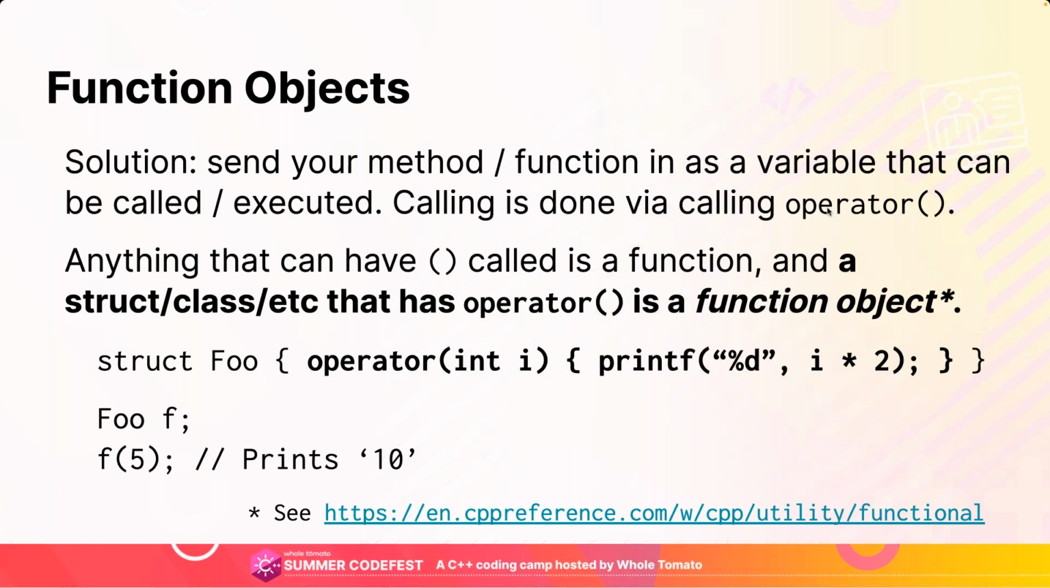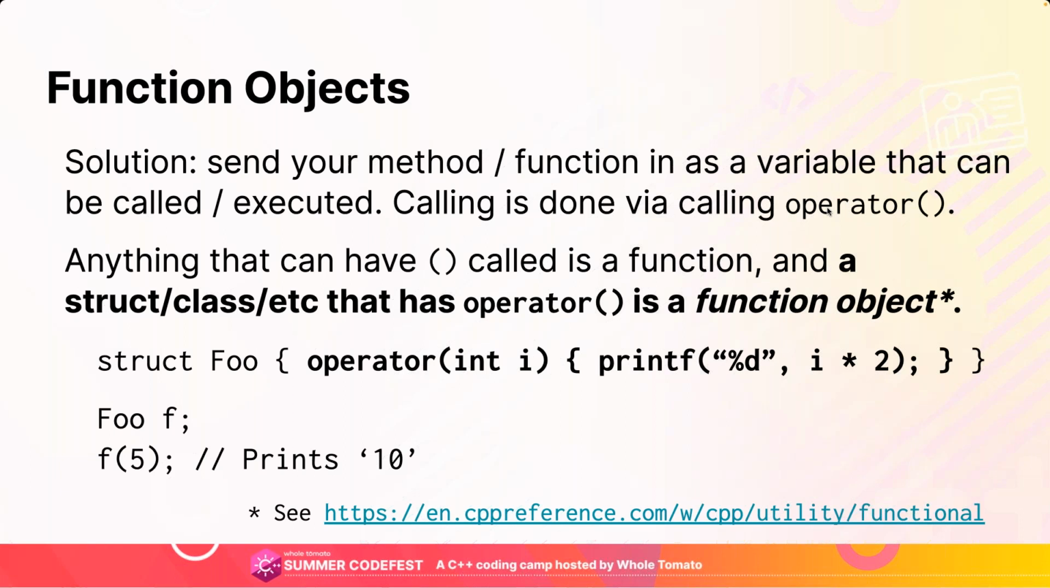So that's where we've got to. We need a function object, and that's where operator(), the call operator, comes in. Now anything that can have operator(), the call operator, called is a function, and a struct or class or whatever that has that operator is a function object.